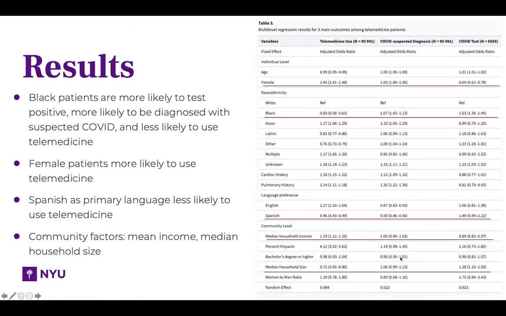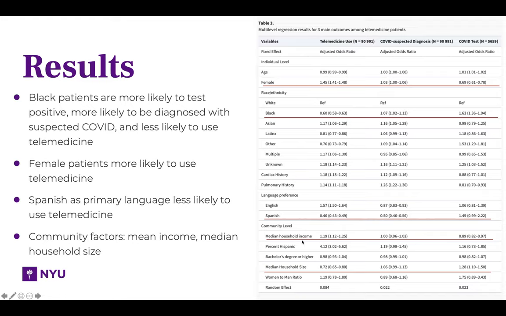For the logistic regression results, we see that Black patients, as I highlighted here, are more likely to test positive for COVID and less likely to access telemedicine compared to white patients. And female patients are more likely to access telemedicine compared to men and less likely to test positive for COVID. We also find an interesting result regarding primary language. As you can see, if they reported primary language as Spanish, they're less likely to access telemedicine and more likely to test positive. At the community level, we see that there are two main variables that are significant.